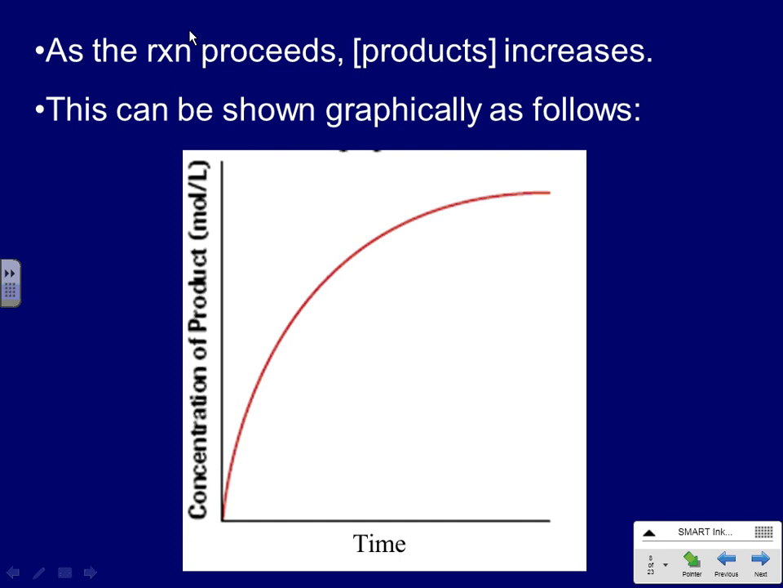Okay? Again, steepest at the beginning. Most products are being formed at the beginning. The products are being formed at a great rate at the beginning. And then at the end, the amount of products being formed slows down because it's almost all products by the time it's at the end.